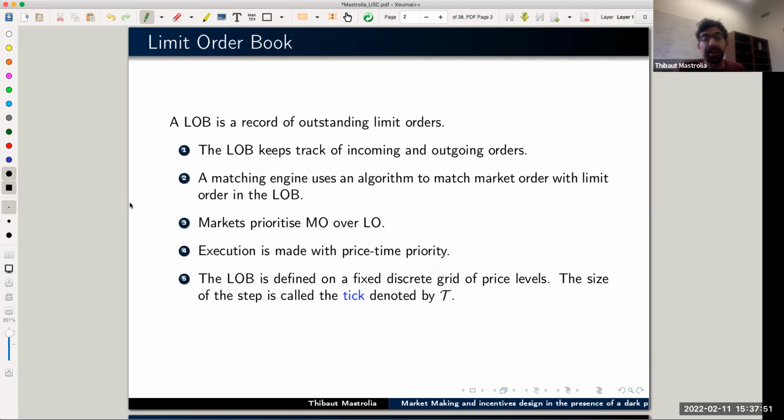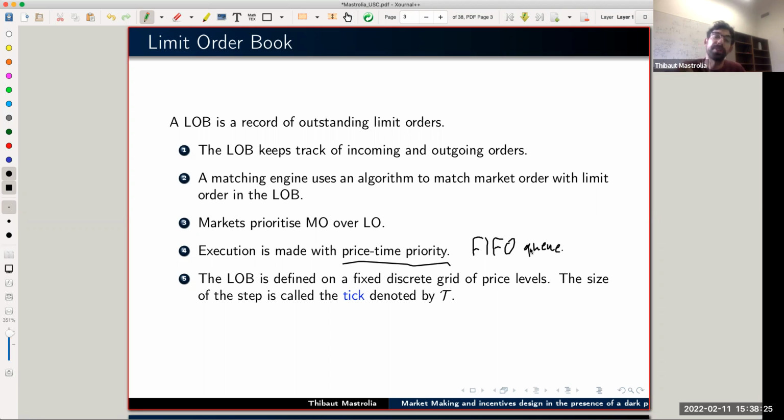The market prioritizes market orders over limit orders, and execution is made with a price-time priority. So it's what we also call a FIFO queue, first in, first out. It means that you have a race in speed to be executed as a market maker. If you are the first to arrive in the market to express your desire to buy or to sell something, you will be executed first. And you also benefit from being the most competitive in terms of price.